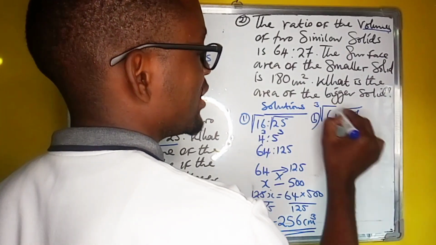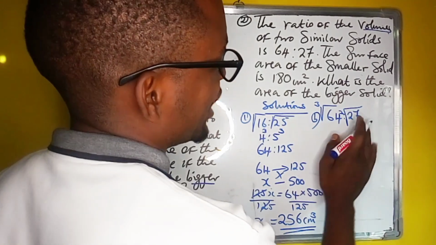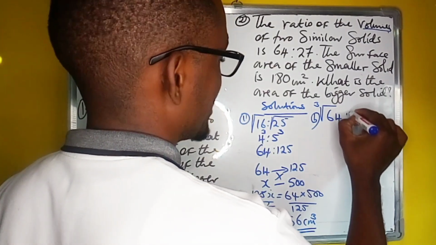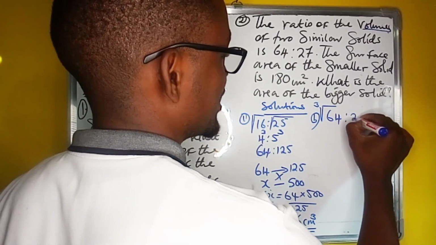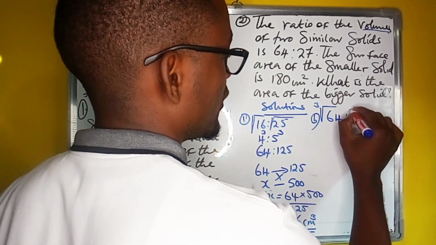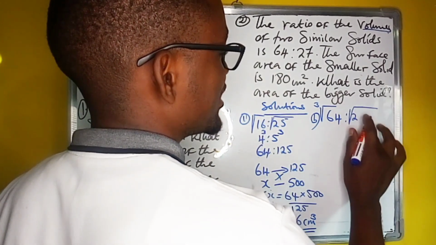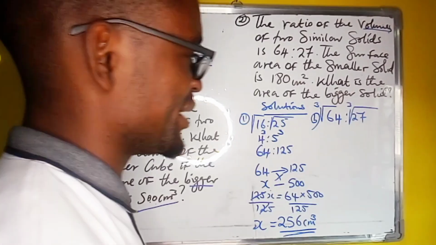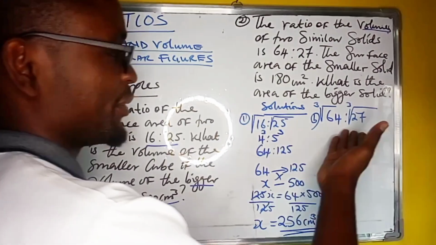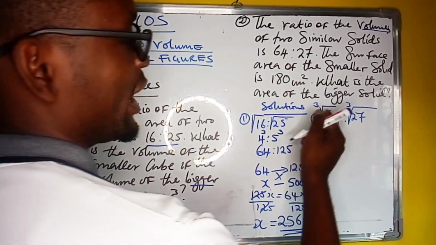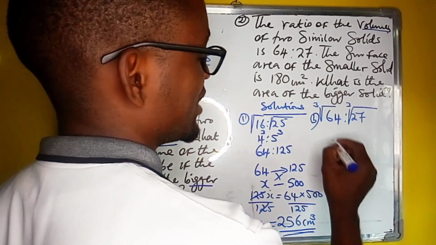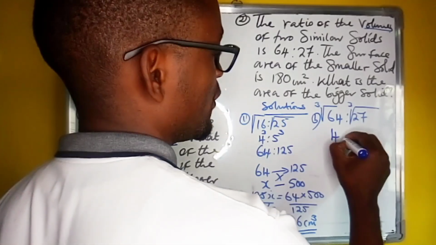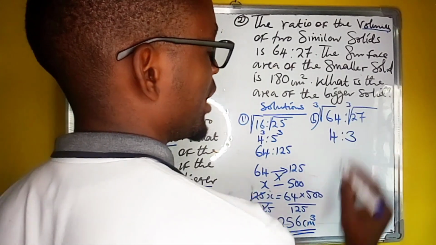Let me write it properly here. That is 27. Sorry. So a cube root. What is a cube root? It's a number that is multiplied 3 times by itself to give us that number. So the number that you can multiply 3 times to give us 64 is 4. And for 27, that is 3.